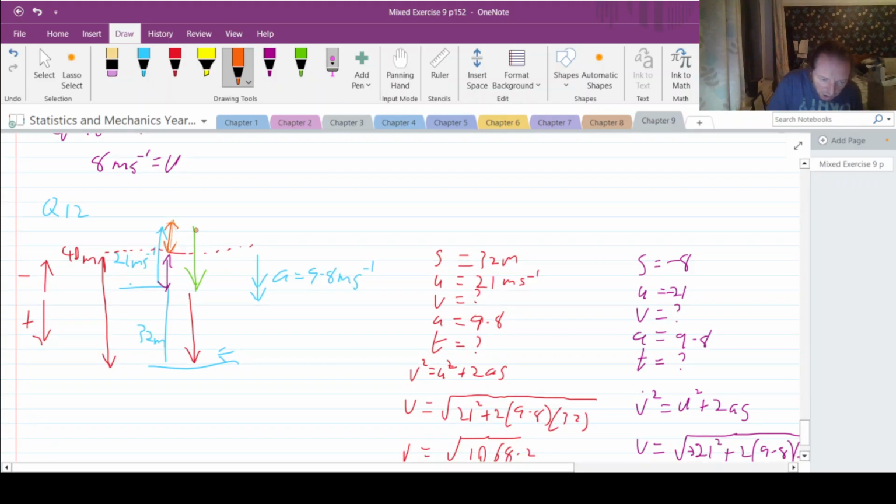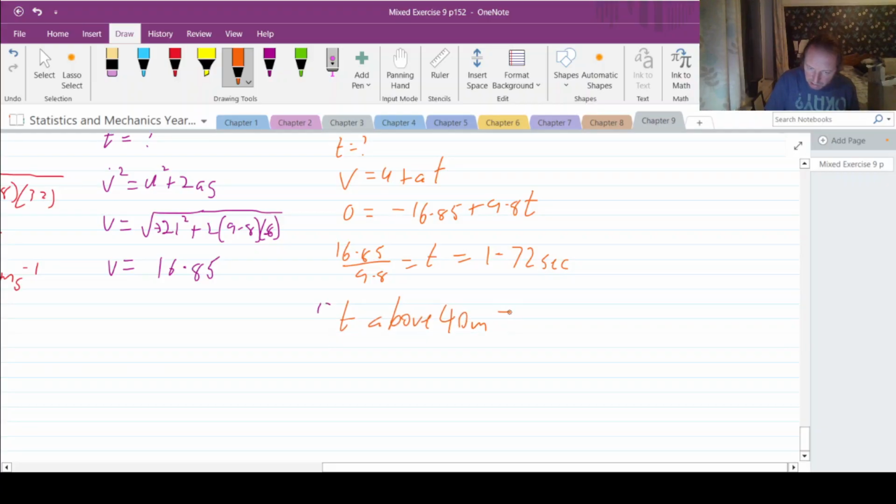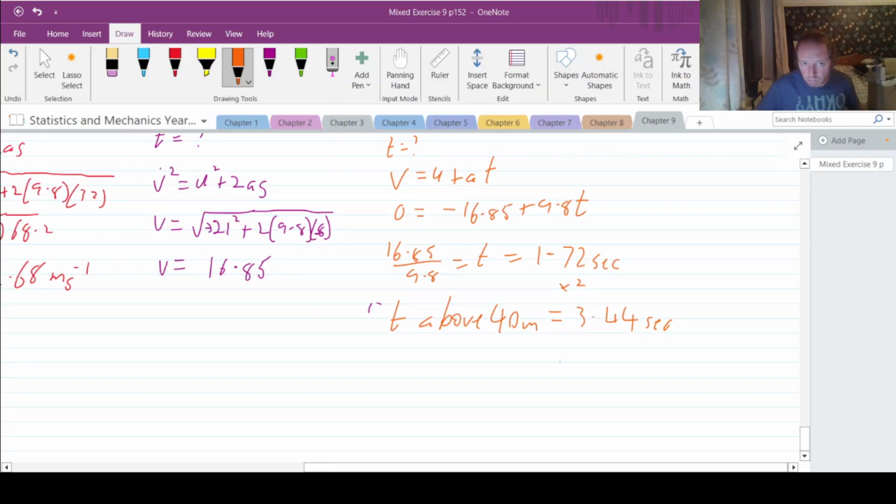To get to the top, I also have to travel back down, and so the time taken will be double that. So t above 40 meters is equal to 1.72 times 2, which is 3.44 seconds. So 3.44 seconds on that.